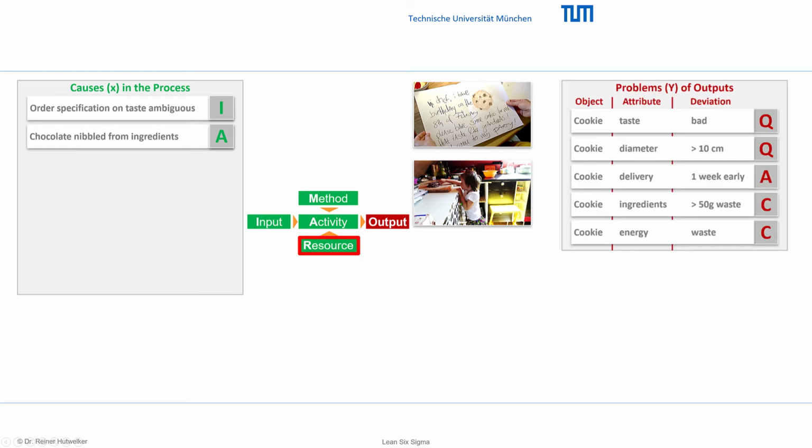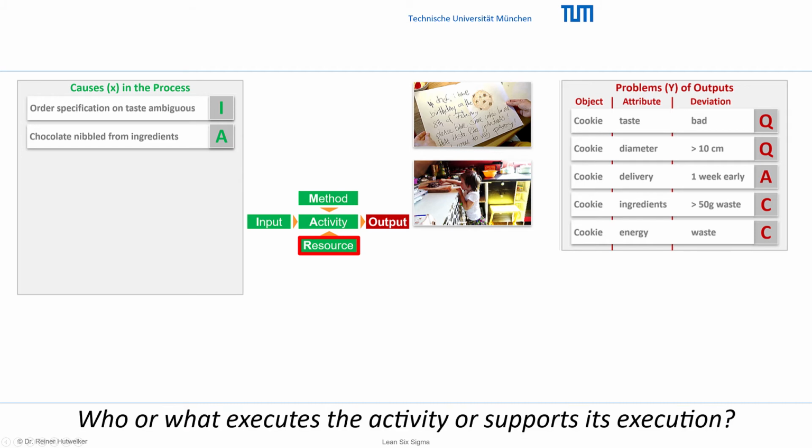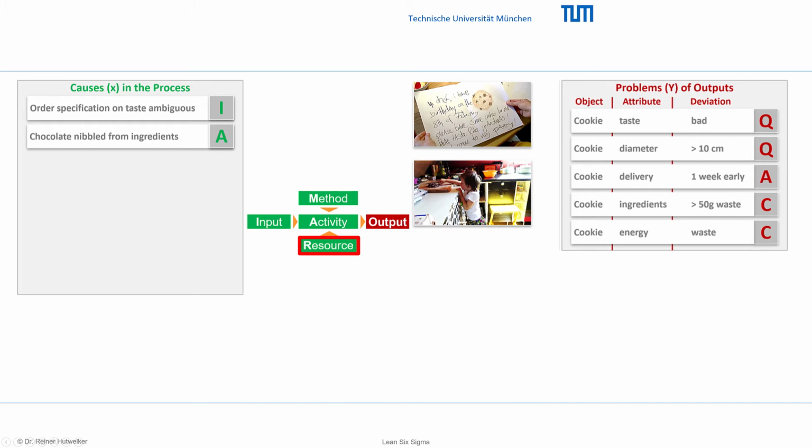Resources execute or support the execution of activities. Thus you can identify resources by the question, who or what executes the activity or supports its execution? Our chef, the calendar, the kitchen balance, the mixer, timer, energy, and the oven are resources of the process. Our chef executes most of the activities and thus causes all the problems. Our chef, however, is not the trigger, but an intermediate cause of problems.